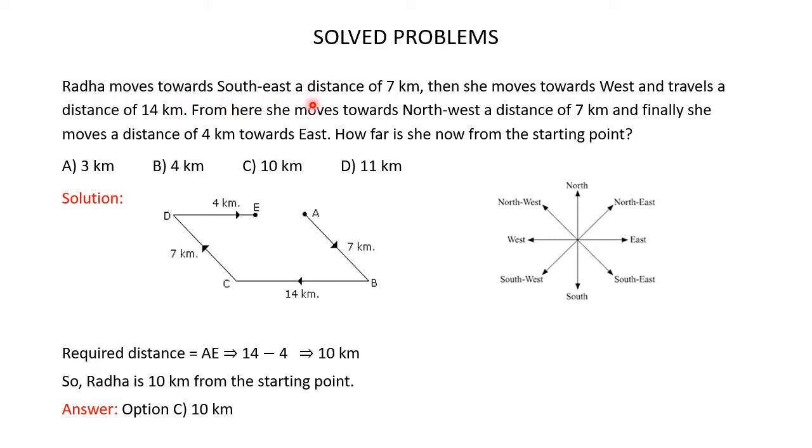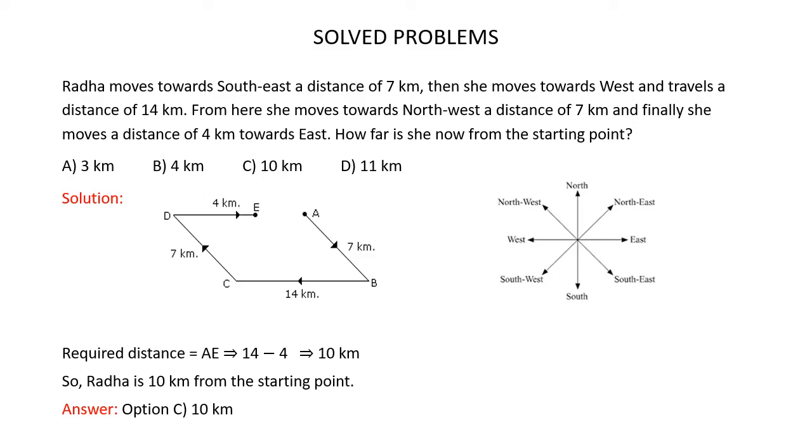Radha moves towards southeast a distance of 7 kilometers. Then she moves towards west and travels a distance of 14 kilometers. From here she moves towards northwest a distance of 7 kilometers. And finally she moves a distance of 4 kilometers towards the east. How far is she now from the starting point? Here you are given 4 options and you have to find out which of these options is the correct one. So here you are asked to find how far Radha is from the starting point.